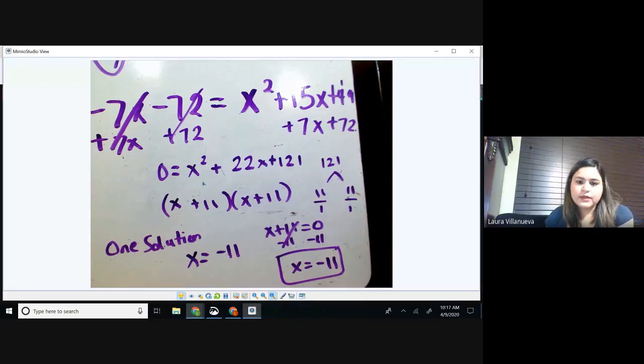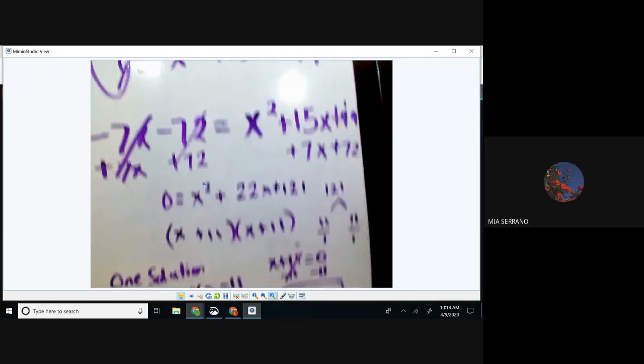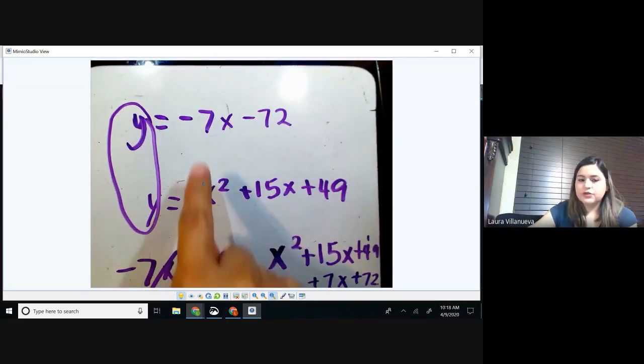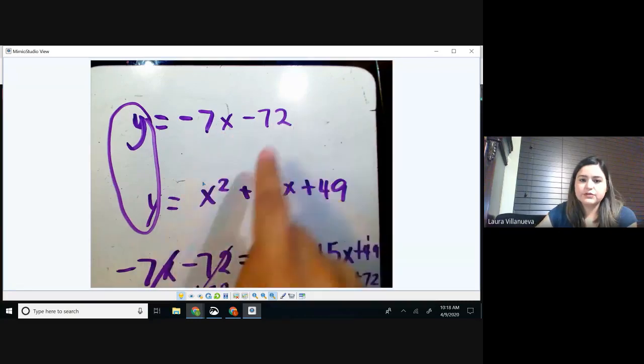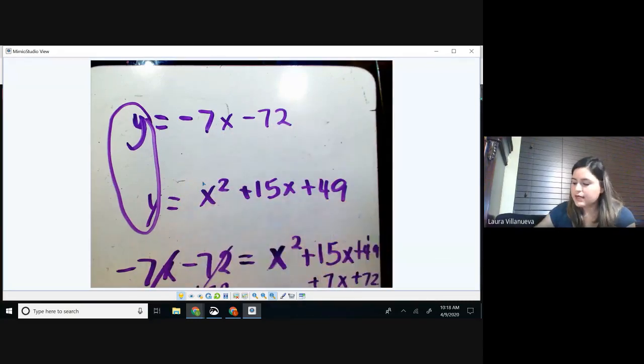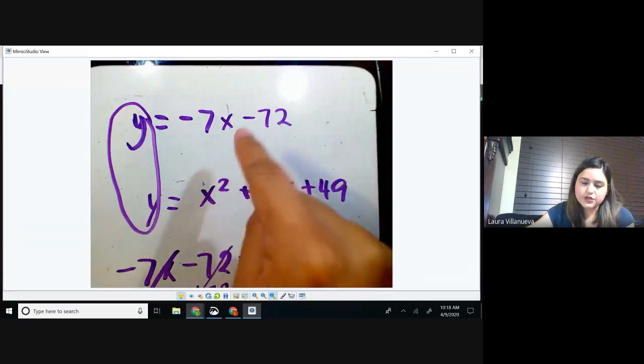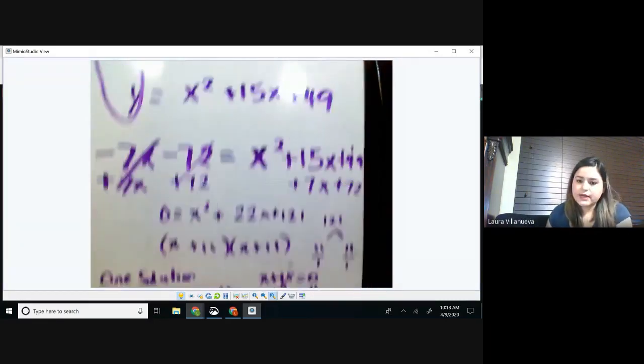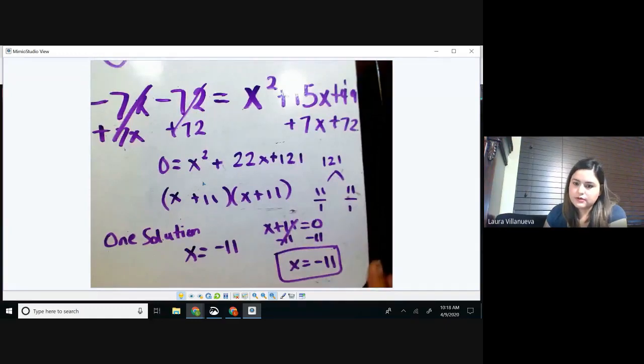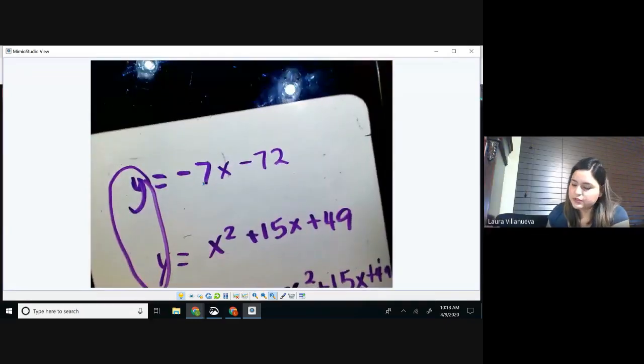And that's it. Now, in your assignment from last week, all you had to do is put the x value. Now, for this assignment, you're going to have to put the y value as well. Always use the easier equation. From your original equations, you have negative 7x minus 72, and then you have this one. I'm not going to use this one because this one is a lot easier to use. So remember that x is negative 11.